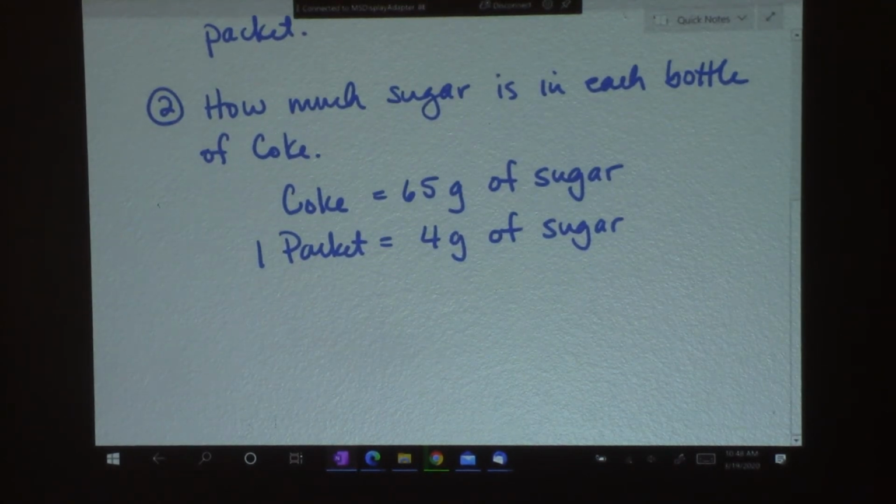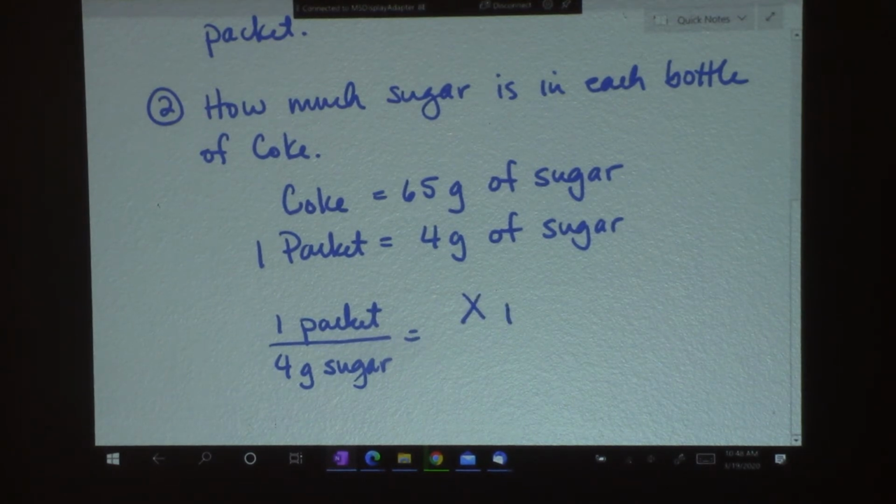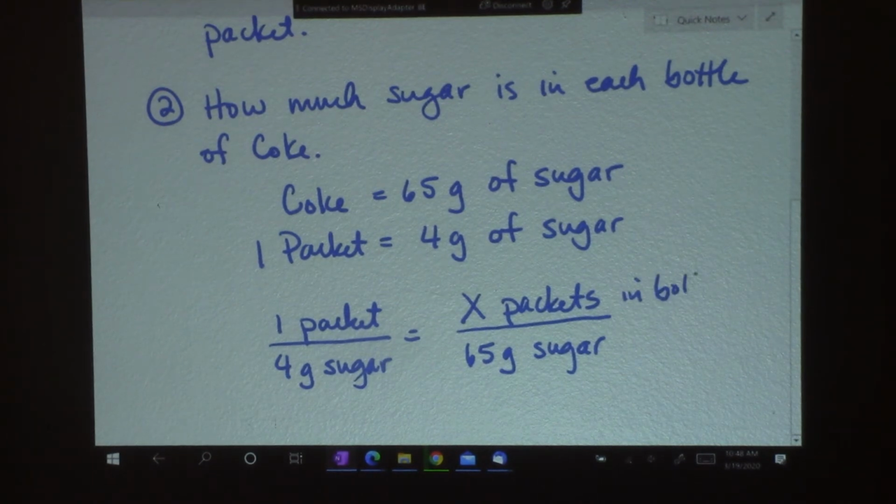So I've got 1 packet over 4 grams of sugar equals, I don't know how many packets are in a bottle, but there are 65 grams of sugar in the bottle. I'm going to type bottle up here, write it.